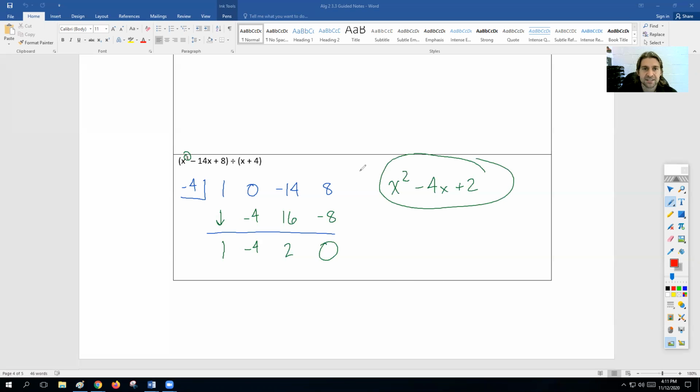All right, so hopefully you guys can see synthetic division is really nice when it works out. It doesn't work for everything. That's why we still have to know how to do long division. But for the majority of what we're going to be doing, synthetic division is going to be a lot quicker and simpler to do.